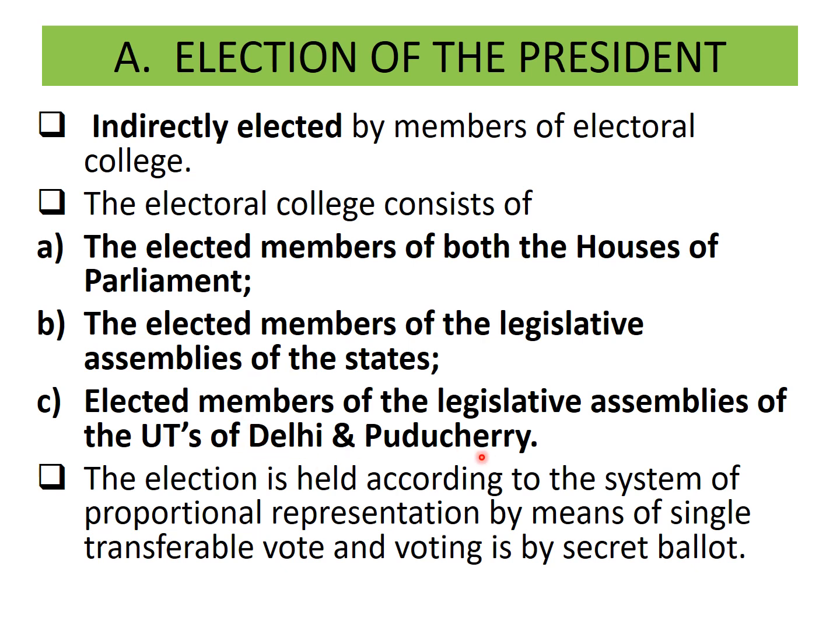We know that Delhi has a state legislative assembly. So only elected members at the union level and at the state level participate and then choose the president. The election is held according to the system of proportional representation by means of single transferable vote. So a quota is fixed. If a candidate secures that quota, then he or she shall be declared elected.